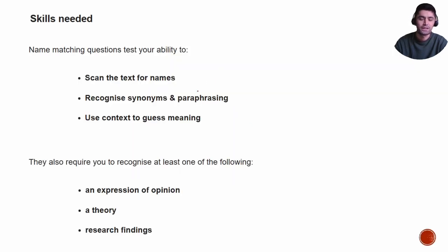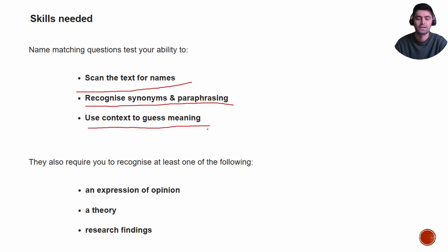First off, about the skills you need to deal with this type of question. The matching names question types usually test your ability to scan the text for names and recognize synonyms and paraphrasing. Also, to use the context to guess the meaning. And these kinds of questions also require you to recognize at least one of the following, such as an expression of opinion, a theory, or research findings.